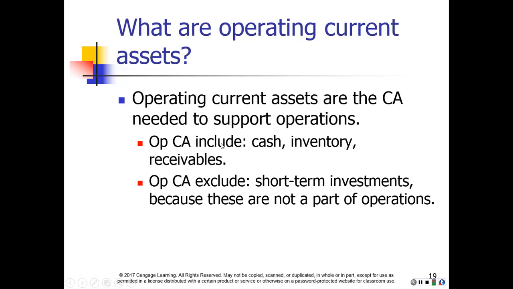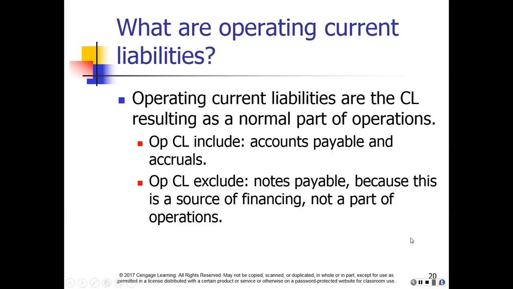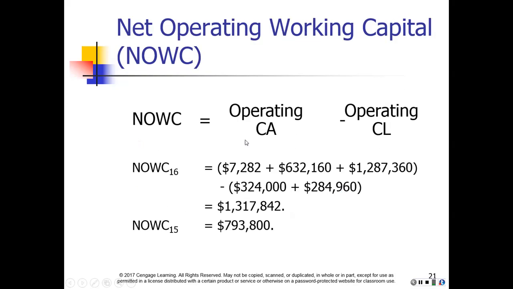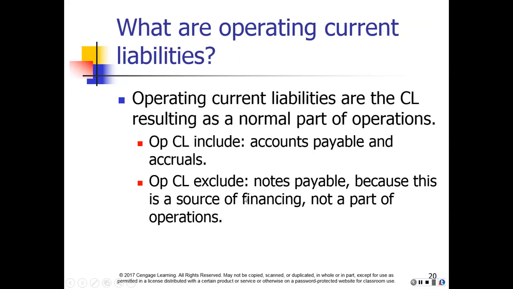So operating current assets are current assets needed to support operations. They don't include short-term investments, but they include the cash balance, the inventory balance, and receivables. Operating current liabilities are accounts payable and accruals. It excludes notes payable, because that's basically a source of financing.